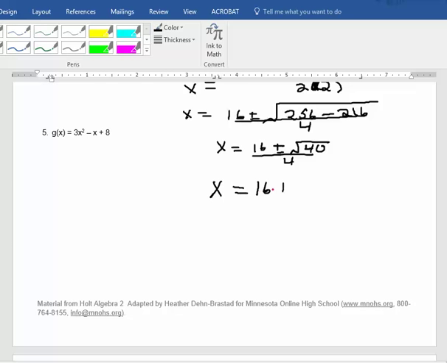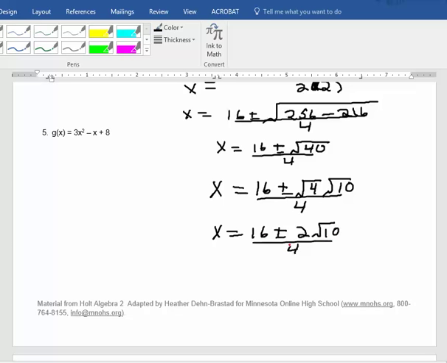Now I have to simplify the square root of 40. I'm going to rewrite that as the square root of 4 times the square root of 10. I did that because I know that the square root of 4 is just 2, so I'll be able to simplify in my next step. Plus or minus 2 square root of 10 all over 4.